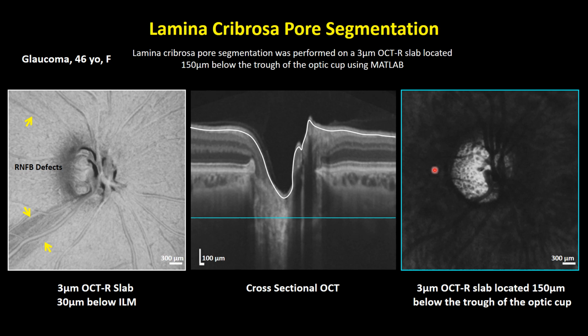On the lamina cribrosa image, we can now see very clearly the lamina cribrosa pores. We then segmented out the pores automatically after the removal of the larger blood vessels. The segmented laminar pores are highlighted in cyan color in here.